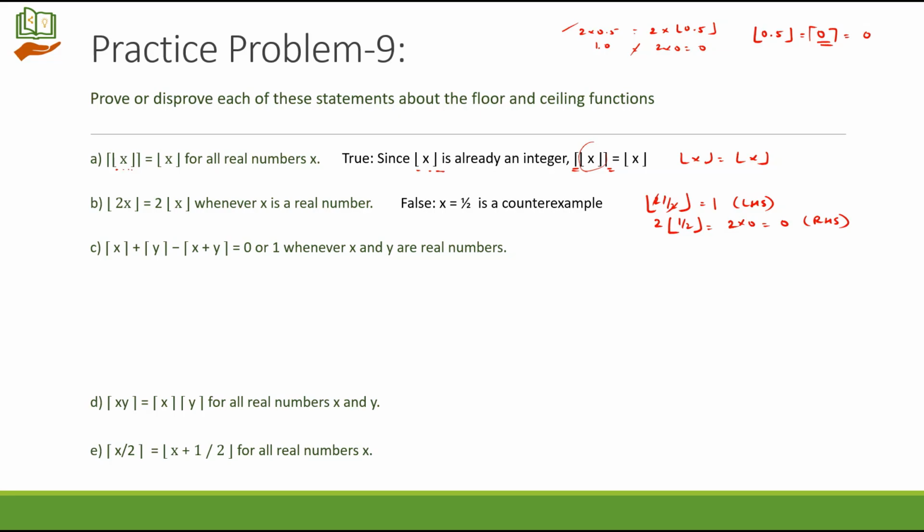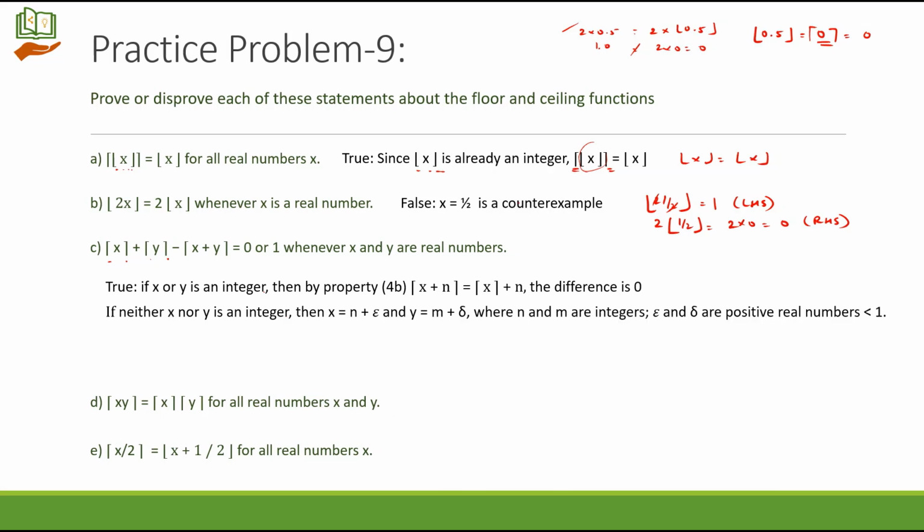Now let's get into C. We have ceiling x plus ceiling y minus ceiling of x plus y is equal to 0 or 1. This is true. If x or y is an integer, then by property 4b, ceiling of x plus n will be ceiling of x plus n. So the difference is 0 here. If neither x nor y is an integer, then x is equal to n plus epsilon and y is equal to m plus delta, where n and m are integers and these two symbols are positive real numbers that are less than 1.